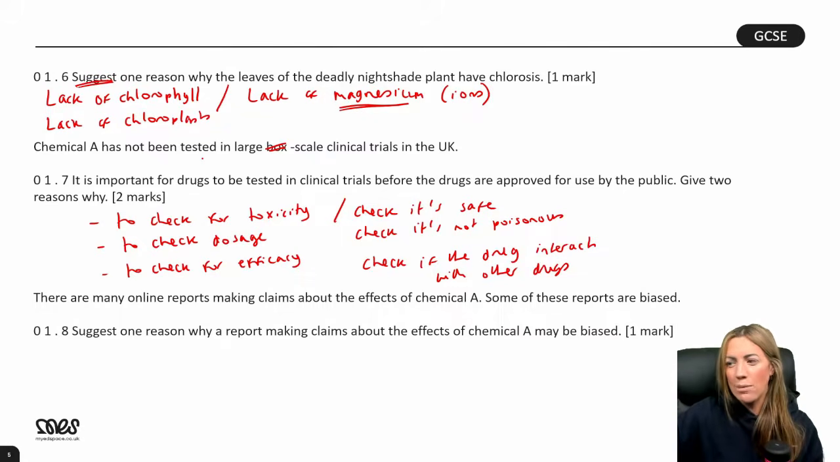There are many online reports making claims about the effects of chemical A. Some of these reports are biased, so based on opinion. Suggest one reason why a report making claims about the effects of chemical A may be biased. Now, biased, it has to be like someone is influencing those results.